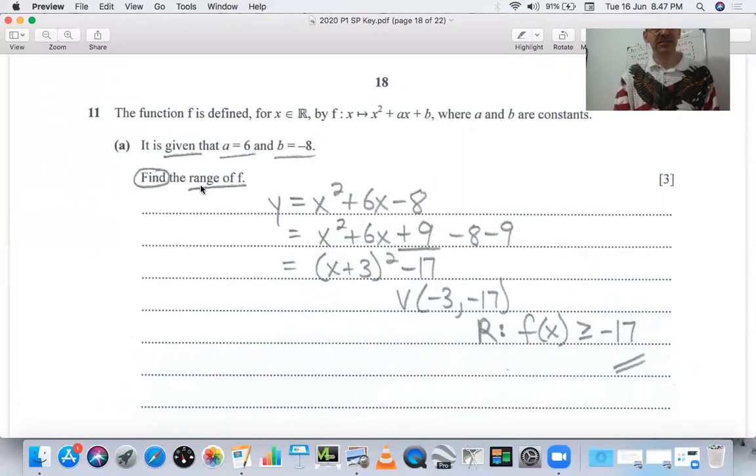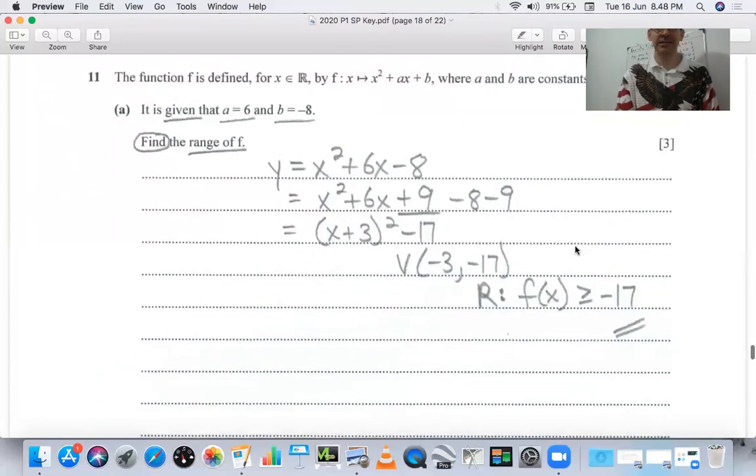Now it asks us to find the range. Well, this is a quadratic, and this one has a positive x squared, so it's a parabola that faces up. So we need to know the vertex so that we can determine the range, that is, where the y values go. In order to determine the vertex, we complete the square. Again, completing the square. So this -8 doesn't work. We move it over here.